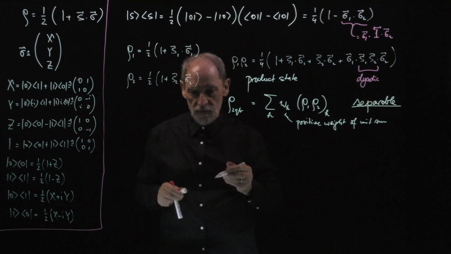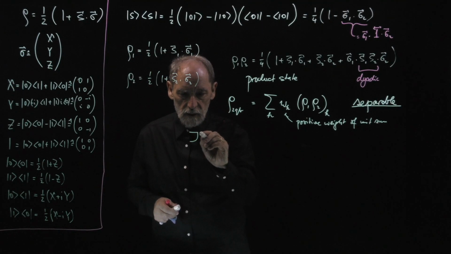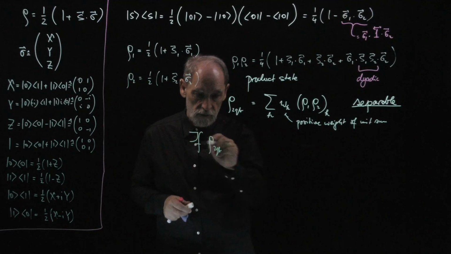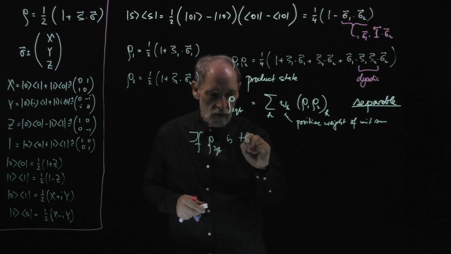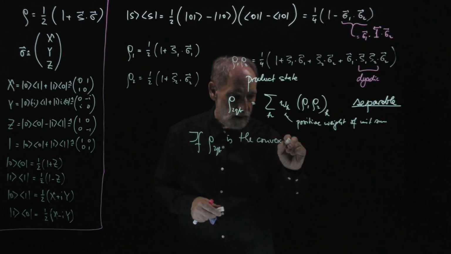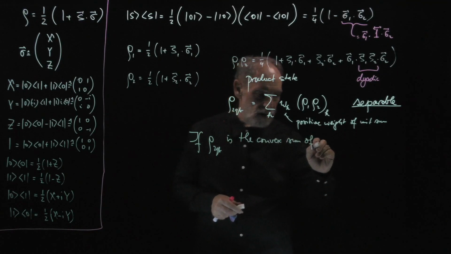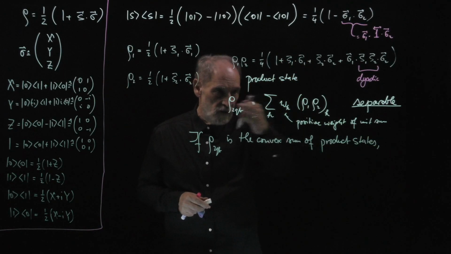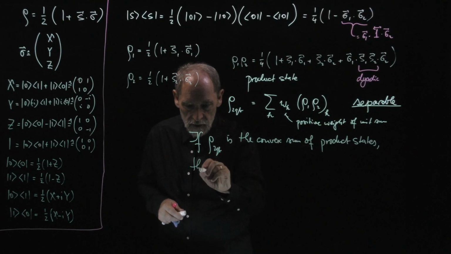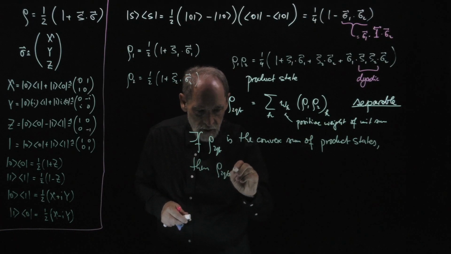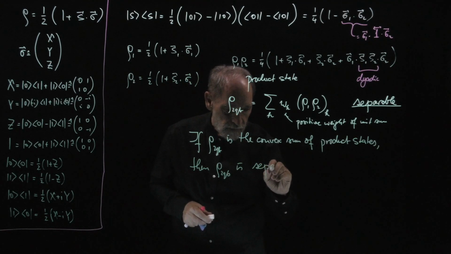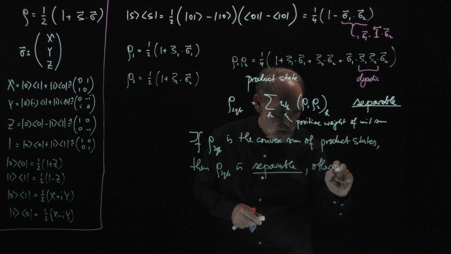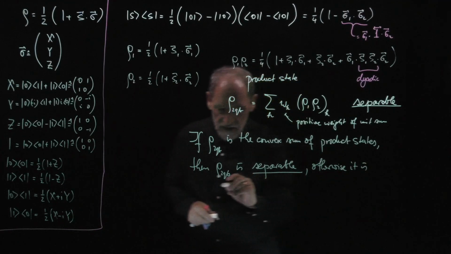So here's the statement that I want to make. If the 2-qubit statistical operator, rho 2-qubit, is the convex sum of product states, if it is of this particular form, then the state is called separable. Otherwise, it is entangled.